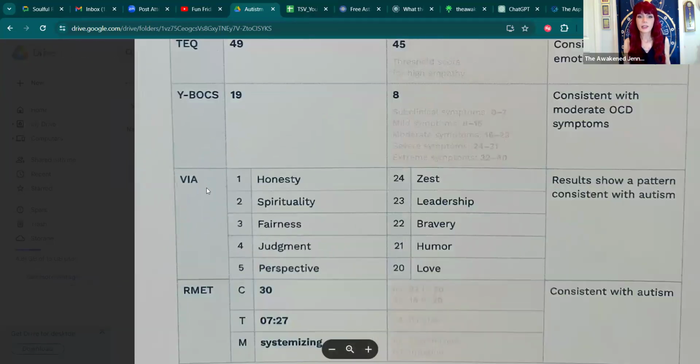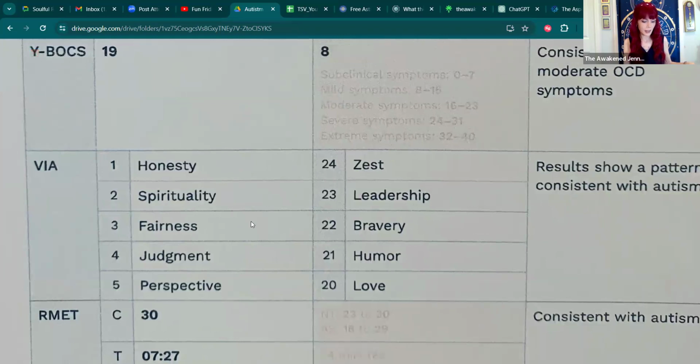This next part was interesting to me. So this VIA is the inventory of strengths. And so the VIA reveals consistent patterns for autism, ADHD, and other neurological differences. Autism, for example, is generally associated with high rankings of honesty, love of learning, judgment, and fairness, and low rankings of zest, leadership, teamwork, and social intelligence. And so it said high honesty, love of learning, judgment, fairness. So I had three of those that it listed out.